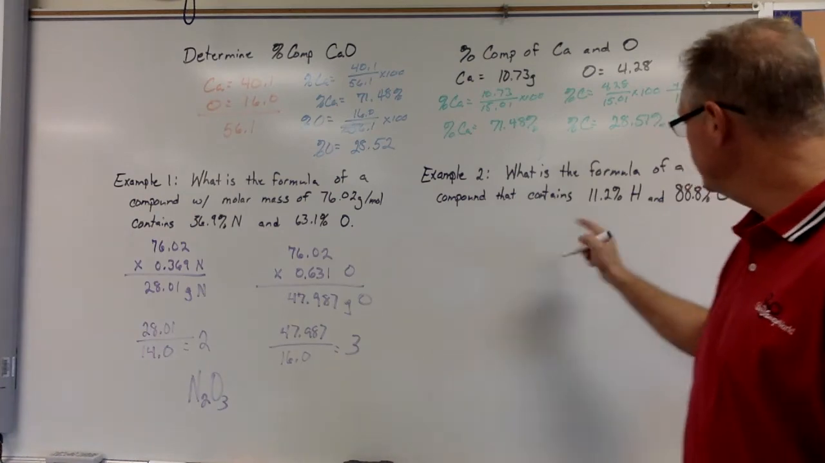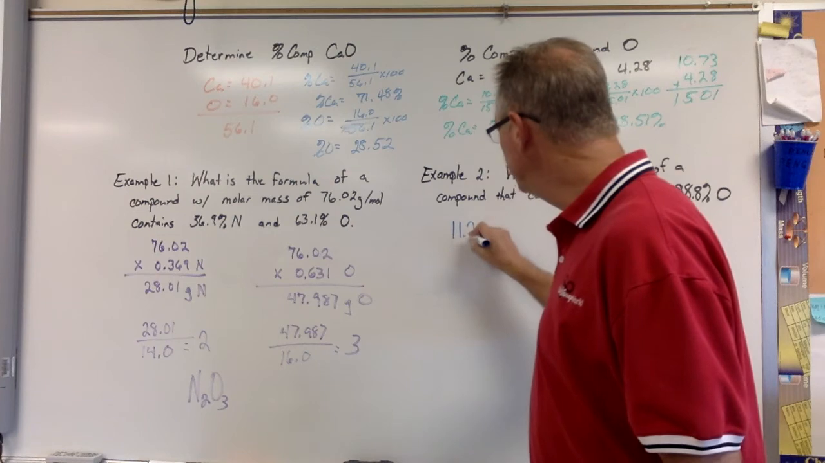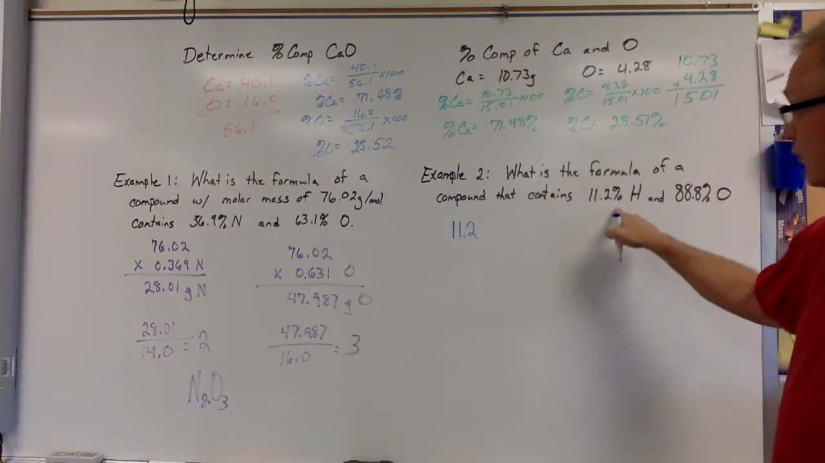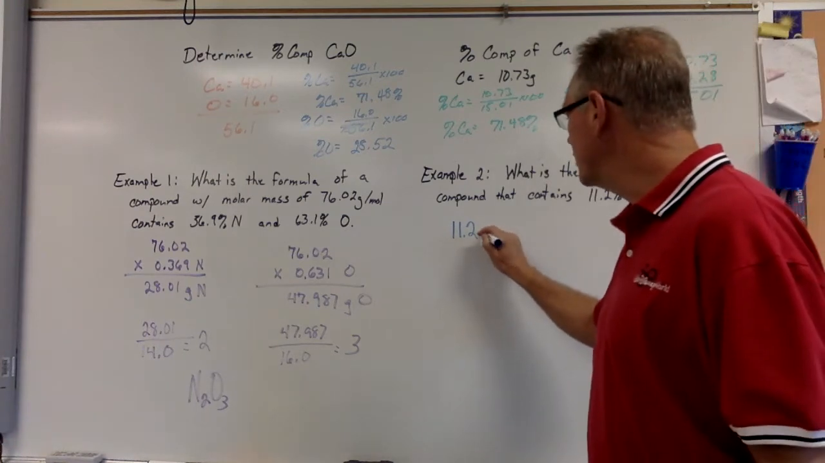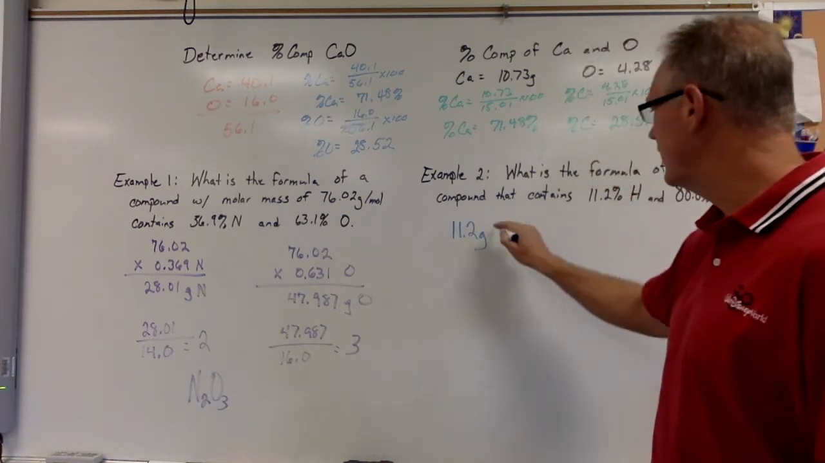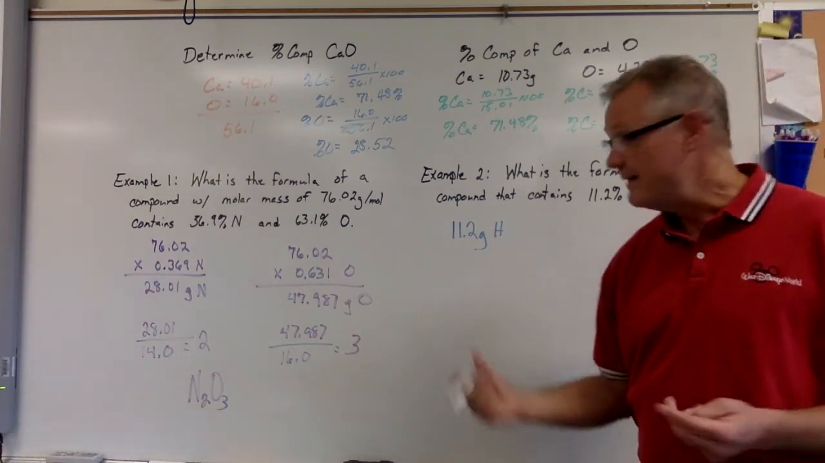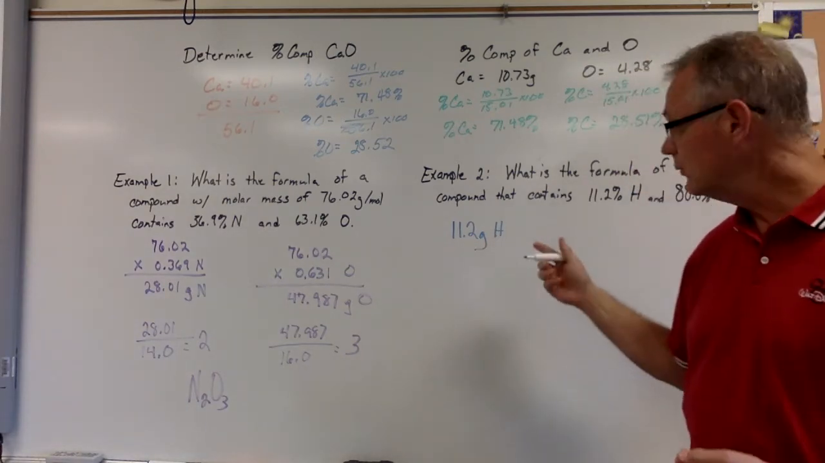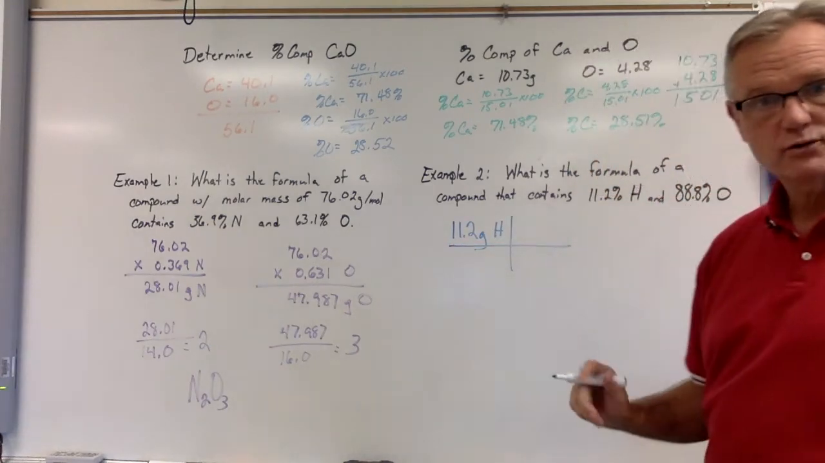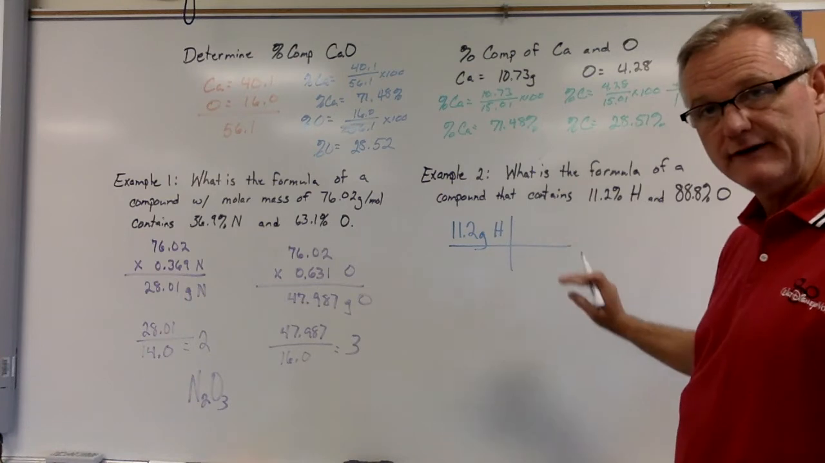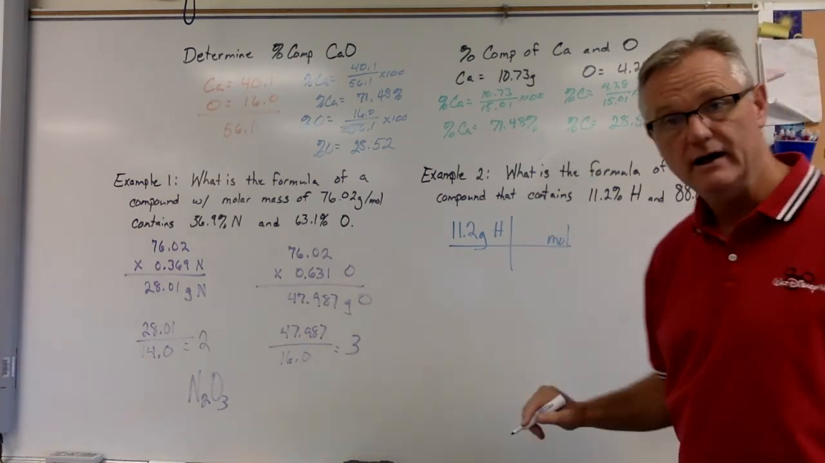So what I'm going to do is I'm going to take my 11.2%, and I'm going to assume that my sample is 100 grams. So I'm going to say that I'm going to start with 11.2 grams of hydrogen. Could I use my mole map and change that grams to a mole? Absolutely. That's what we were practicing on all last week. We said, put what you're given in a factor label box. Well, what do you want to go to? Moles. So I put that in the top.